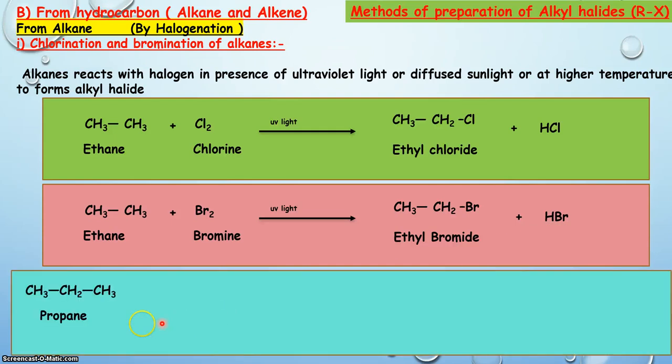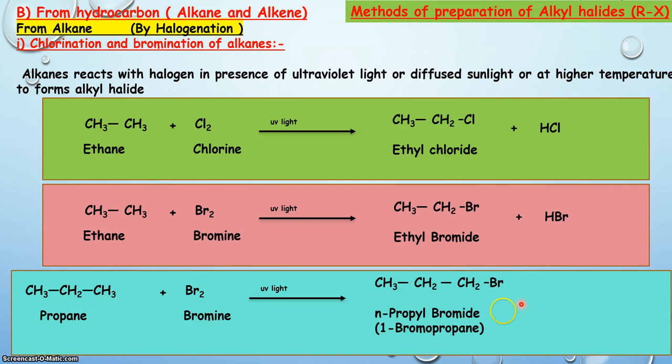The next example is propane. Propane when it reacts with bromine in presence of UV light, the hydrogen can be removed from this terminal carbon atom. So if we are replacing hydrogen from this terminal carbon atom by bromine, the product is this, that is 1-bromopropane. So you can observe here the hydrogen of this terminal carbon atom is replaced by bromine. Instead of this terminal carbon atom, if we replace the hydrogen of this middle carbon atom by bromine, the product you will get is 2-bromopropane.